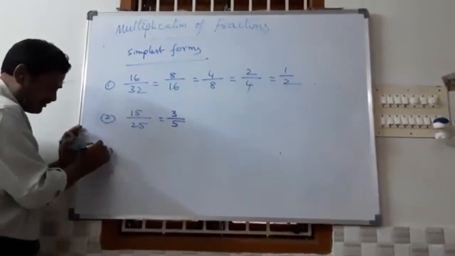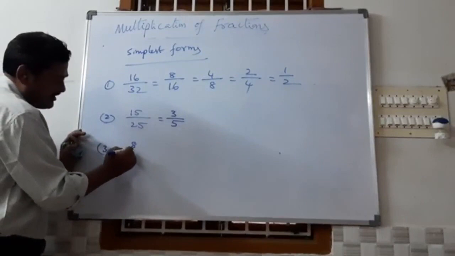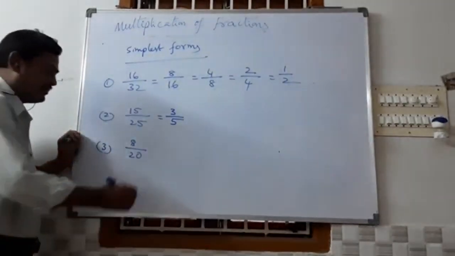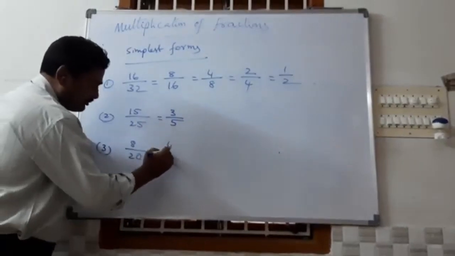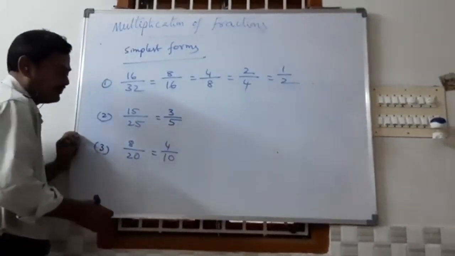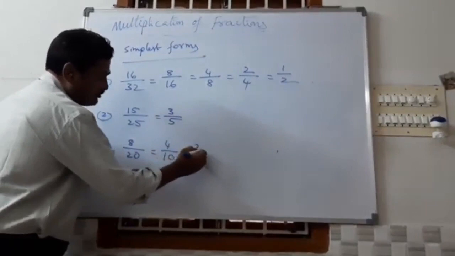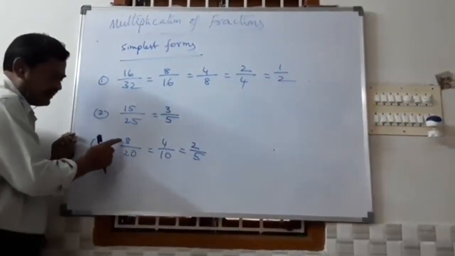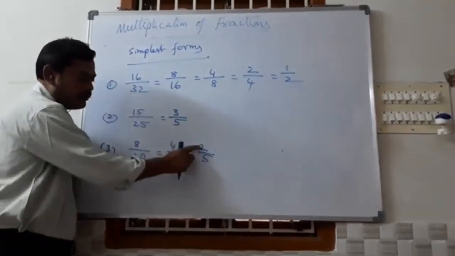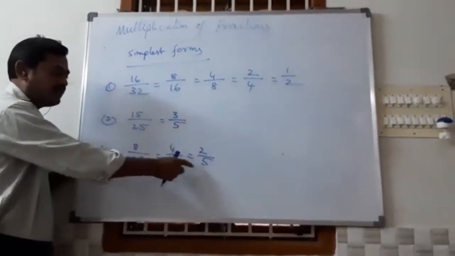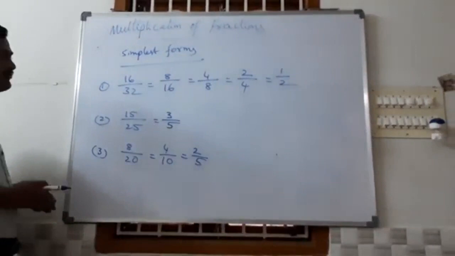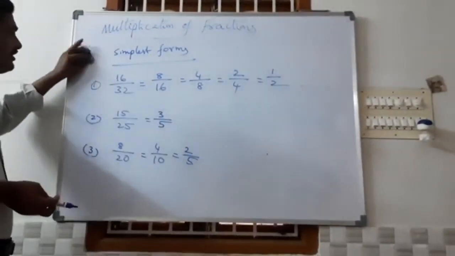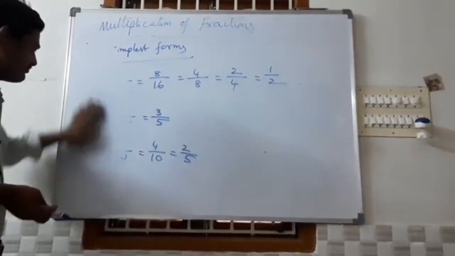Third question, if you observe, is 8 by 20. Now 2 table: 2 4s, 2 10s. Then again 2 table: 2 2s, 2 5s. So 8 by 20 equals 2 by 5. 2 by 5 is the simplest form of the fraction. Like this we can do the simplest form.